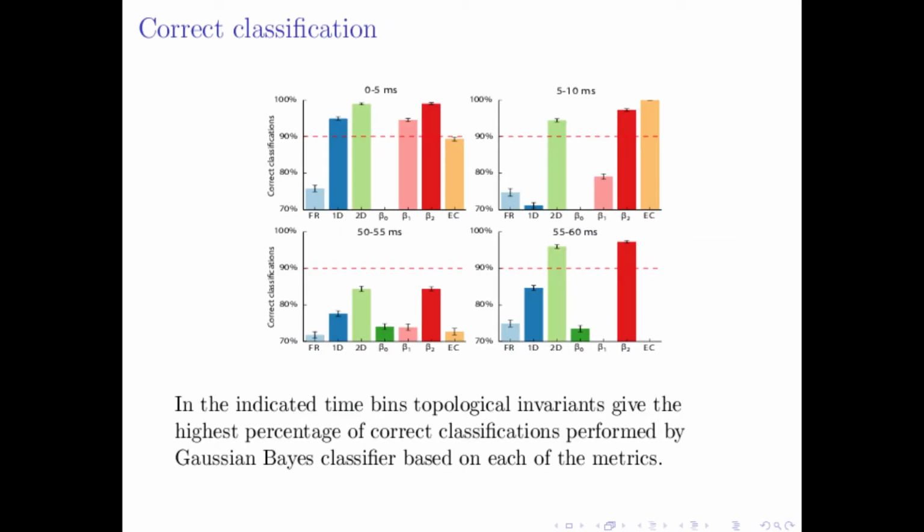We then ran some statistical tests. We did the Gaussian Bayes classifier. And we observed, as we were hoping and kind of knew already, that the topological metrics do a better job of separating the two signals than any others. Particularly Betti 2 and the Euler characteristic are doing a very good job. As you can see in here and in here, almost 100% correct classification.